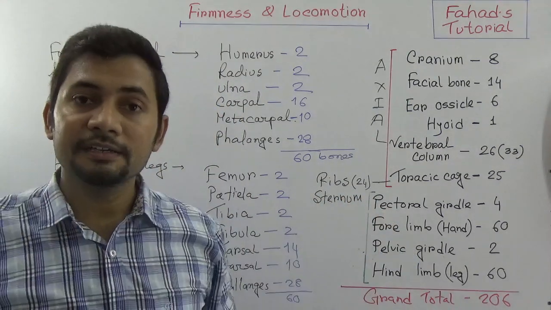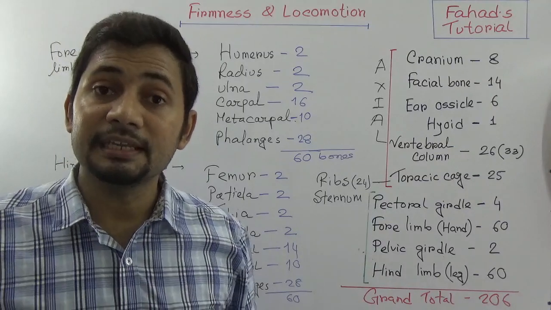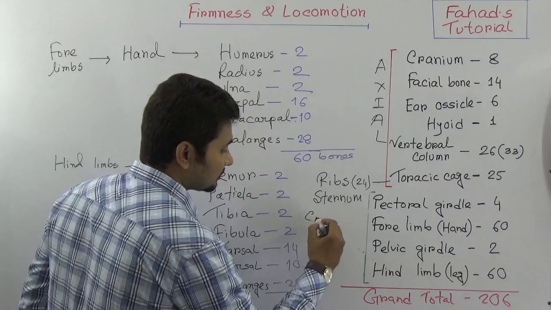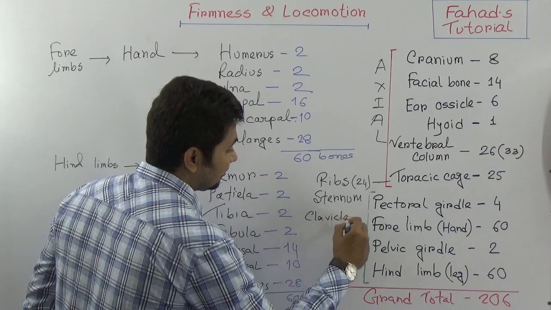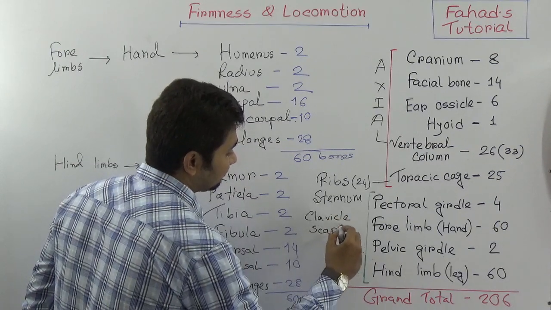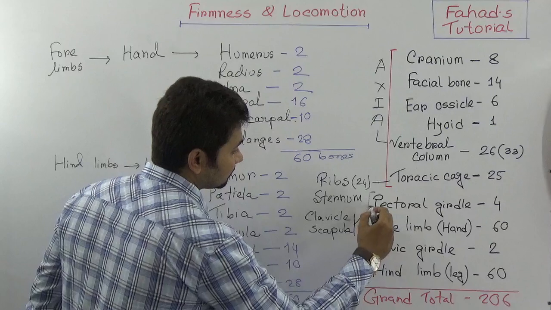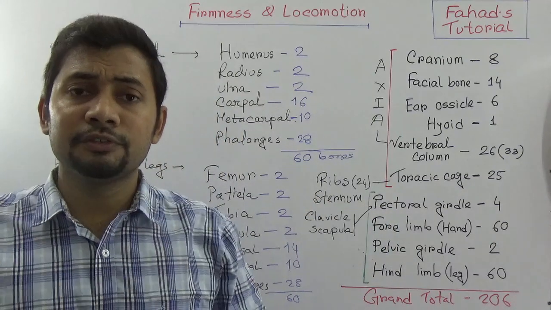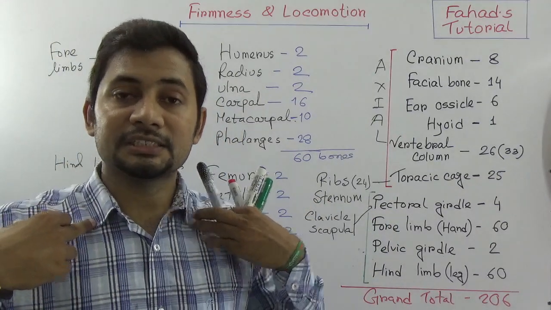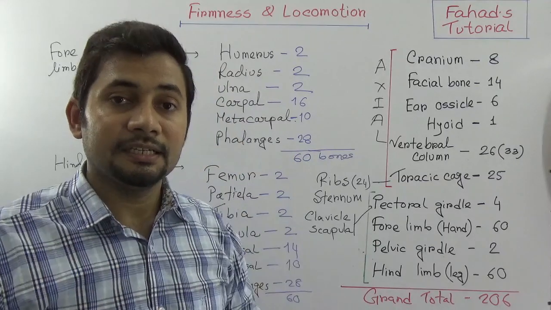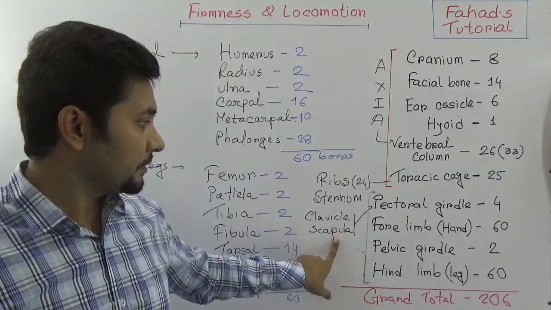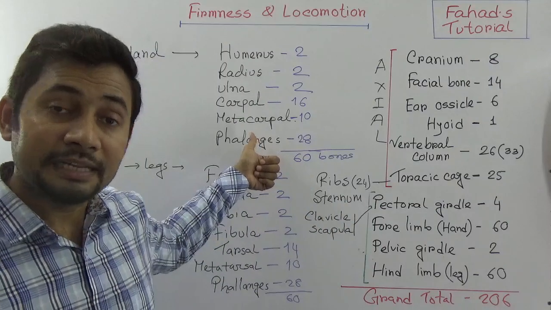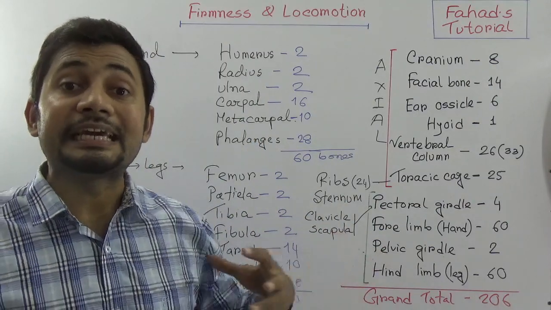So the pectoral girdle, what is this? Clavicle and scapula. These two bones form the pectoral girdle. We have two clavicles, one on each side, and two scapulae in the back. So total four. And the forelimb, I just wrote right here.